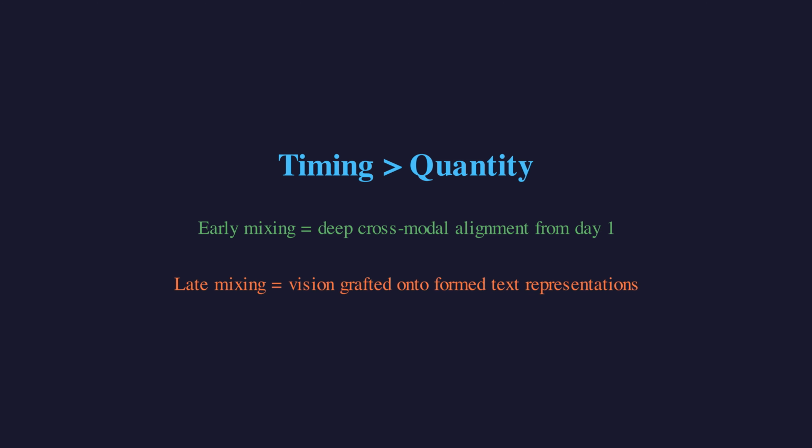The lesson is that timing matters more than quantity. A small, consistent amount of vision data from the very beginning creates deep cross-modal alignment in the weights that you simply cannot replicate by bolting vision on after the fact. Late fusion is like grafting a branch onto a tree, but early fusion is like growing them together from the seed. And growing together wins every time.